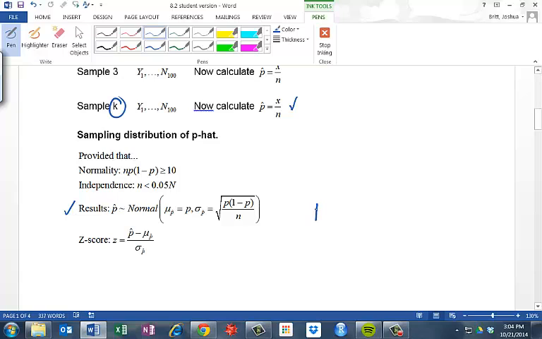So P hat is a random variable, just like X and just like X bar. It follows a normal distribution with the mean of all possible P hats equal to P, the population proportion, and the standard deviation for this random variable is given by the square root of P times 1 minus P over n. The z-score that we're going to use to convert is here.